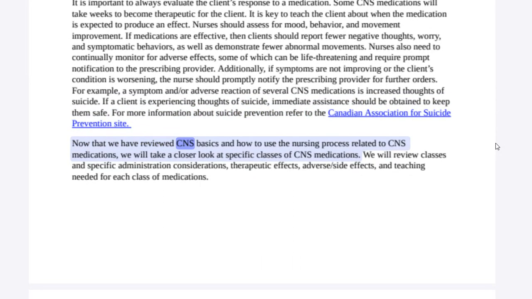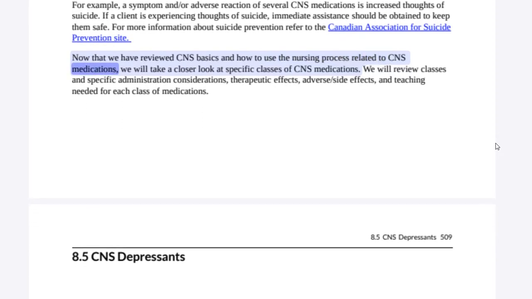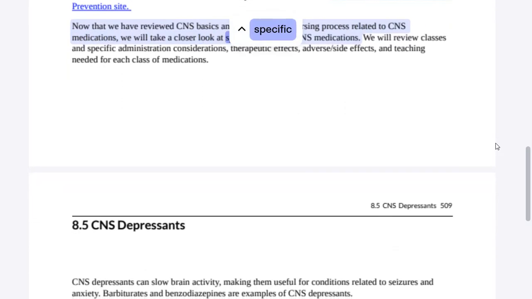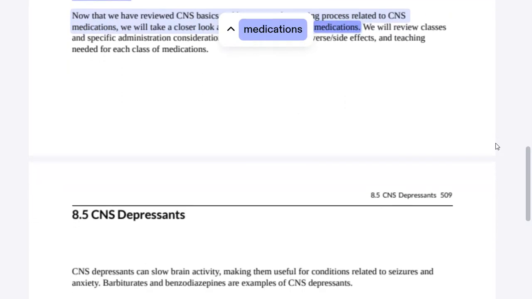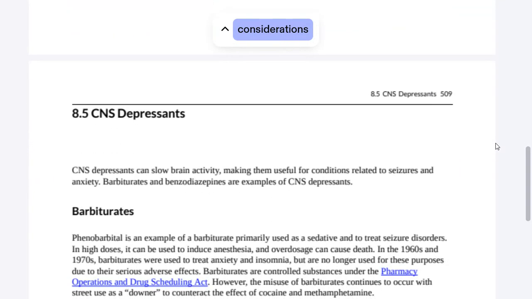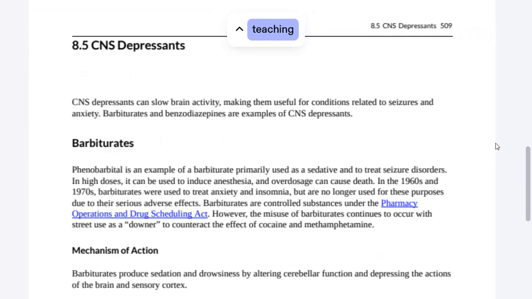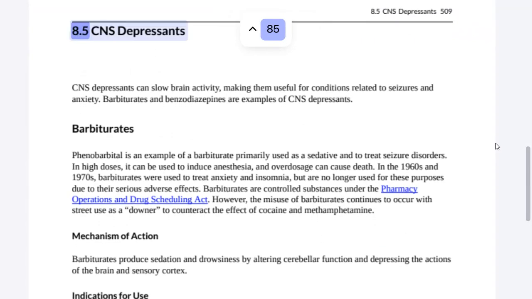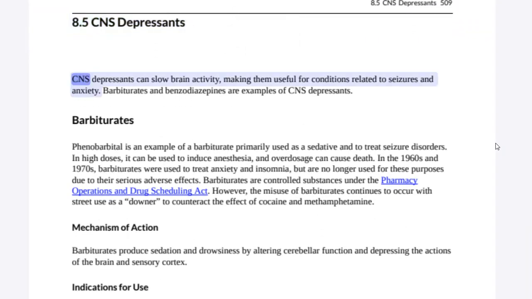Now that we have reviewed CNS basics and how to use the nursing process related to CNS medications, we will take a closer look at specific classes of CNS medications. We will review classes and specific administration considerations, therapeutic effects, adverse side effects, and teaching needed for each class of medications. 8.5 CNS depressants. CNS depressants can slow brain activity, making them useful for conditions related to seizures and anxiety.